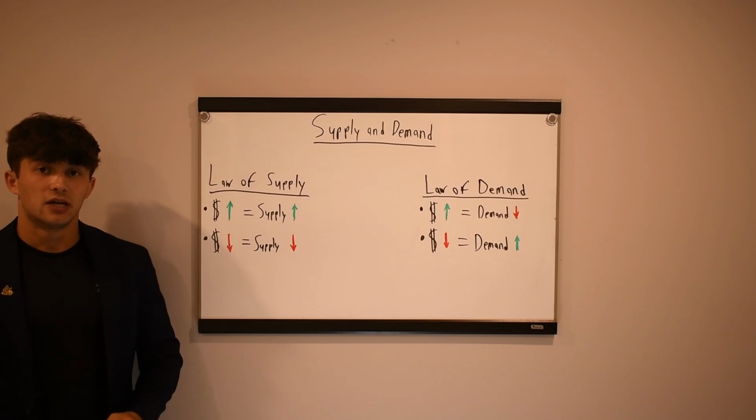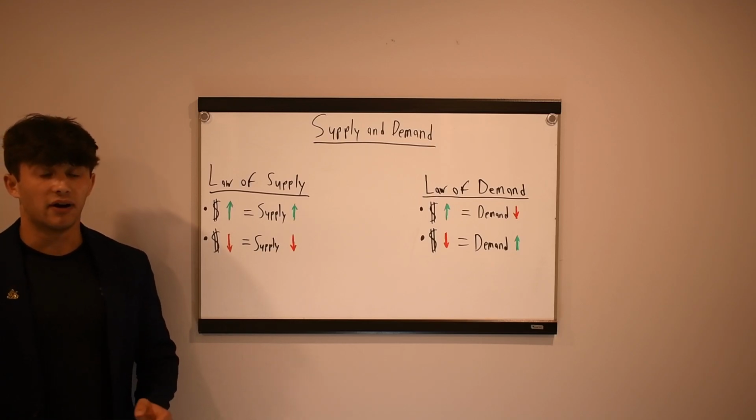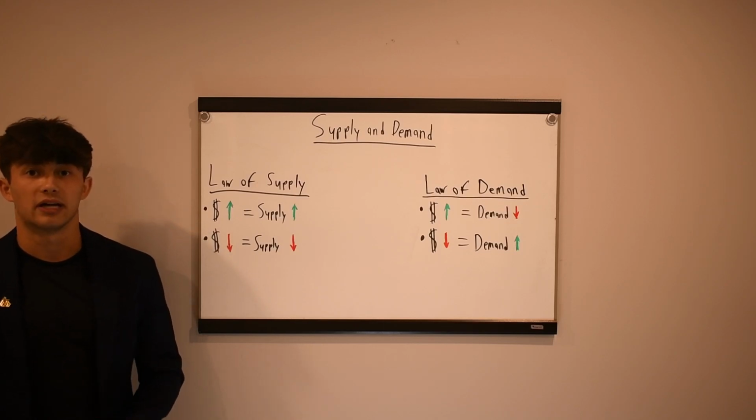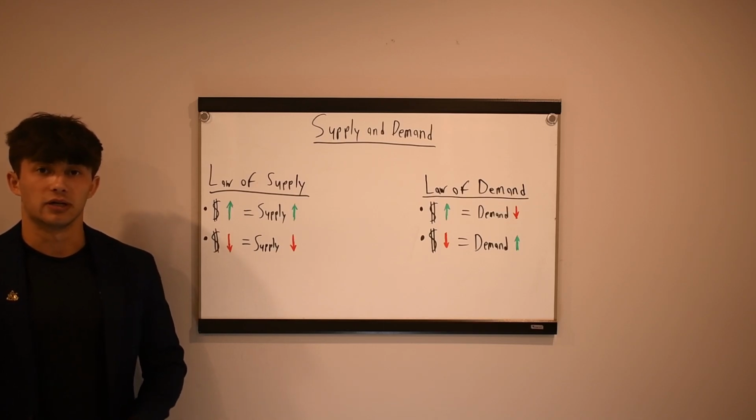This is because sellers have a minimum threshold at which they'll be willing to sell their asset. So if the price is very high and above that threshold, there will be more people willing to sell, and if the price is low and below that threshold, then there will be less people willing to sell.